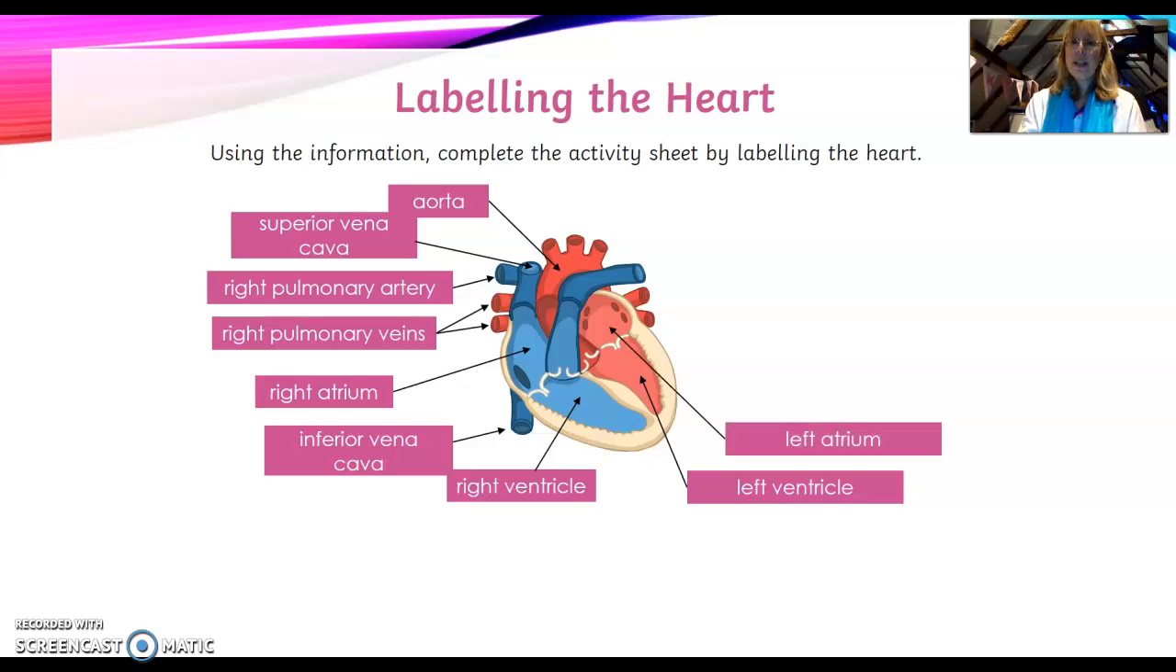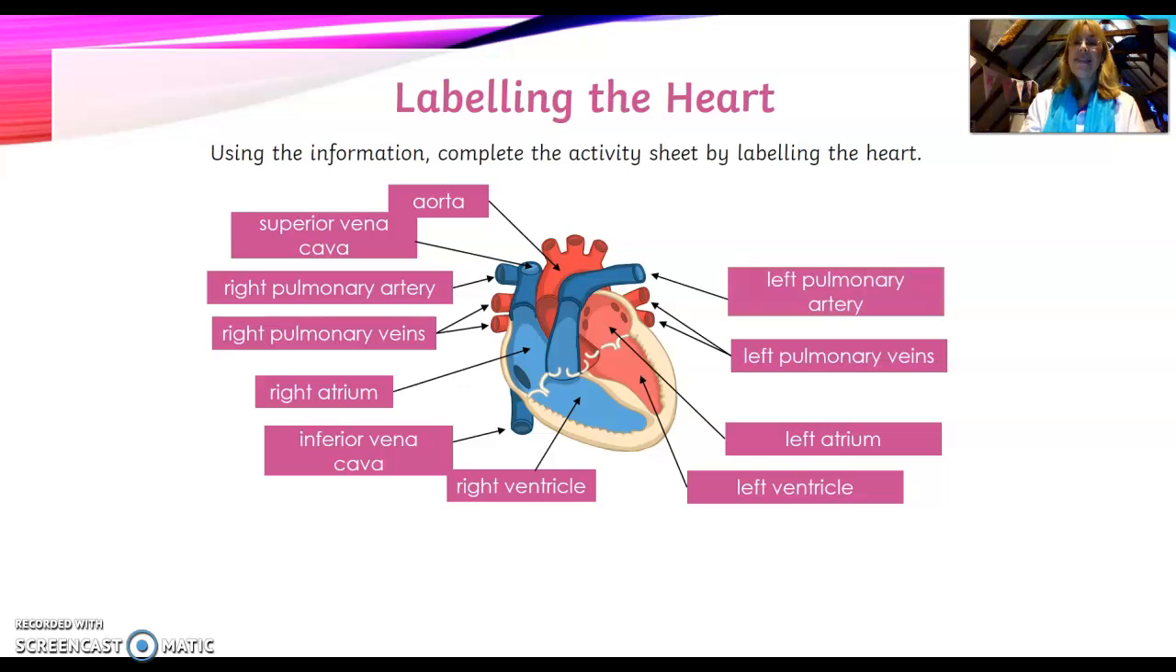Then we have the left atrium and the left pulmonary veins. Remember, there's a left lung and a right lung to go to. And then we have the left pulmonary artery.